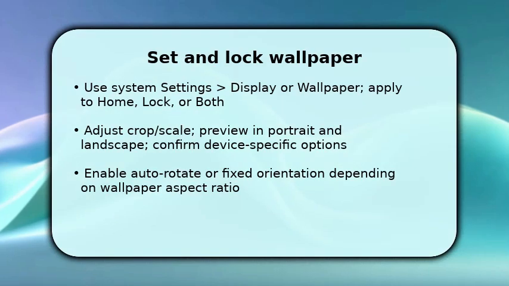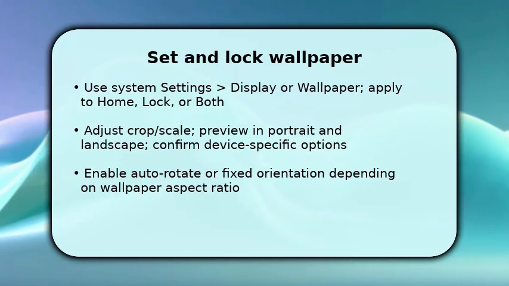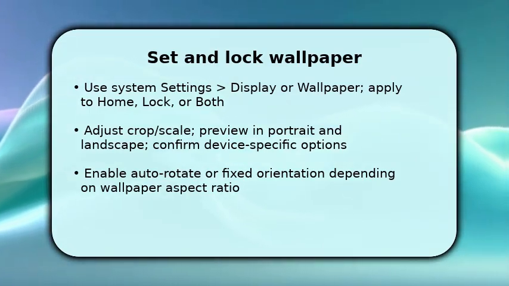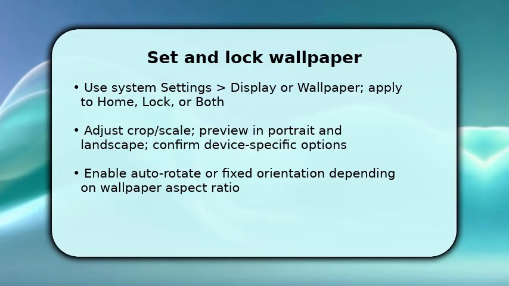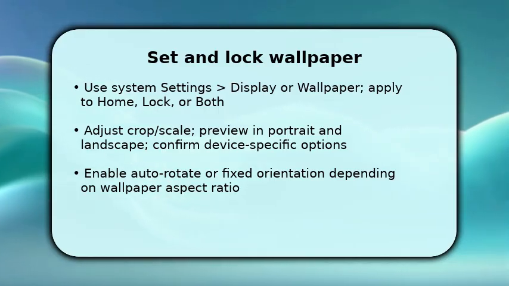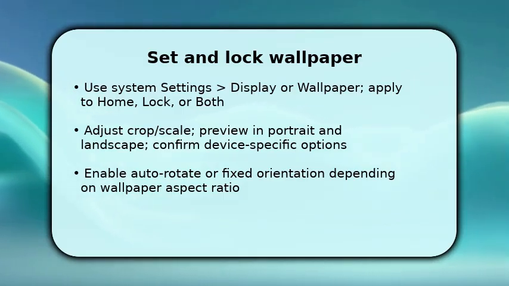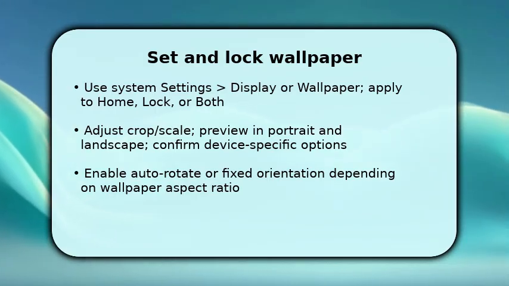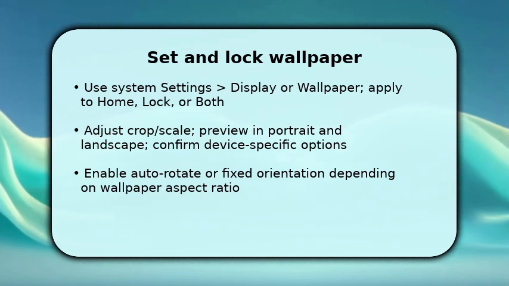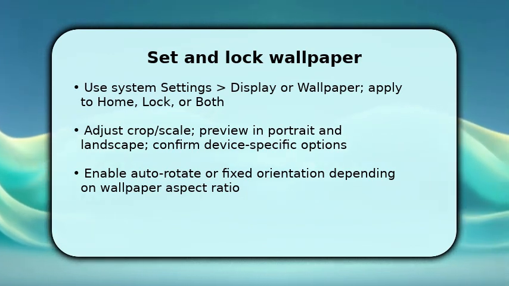You now set the image as wallpaper through Settings, Display, or Wallpaper. Choose Home, Lock, or both based on preference. Make sure to adjust crop and scale, and preview in portrait and landscape modes so important areas aren't cut off. This prevents awkward crops. If the OS supports it, use a lock or pin option to prevent automatic replacement. Also, decide whether to enable auto-rotate or keep a fixed orientation. This choice preserves composition for 16:9 or other aspect ratios.